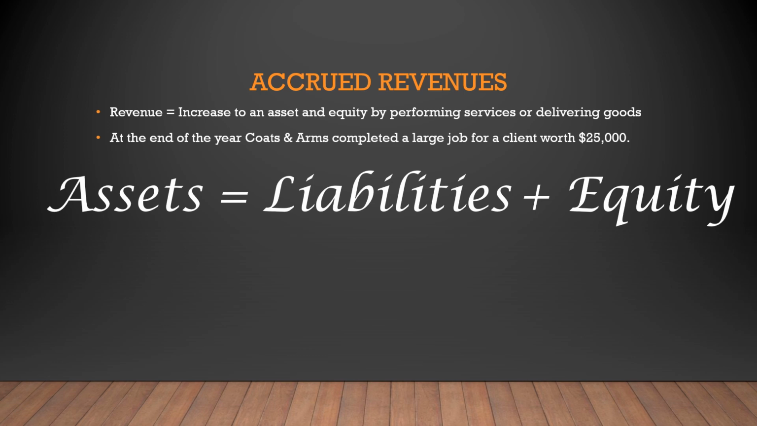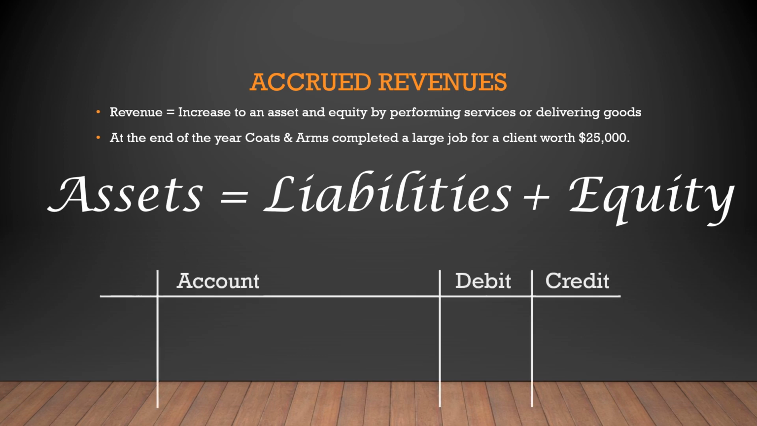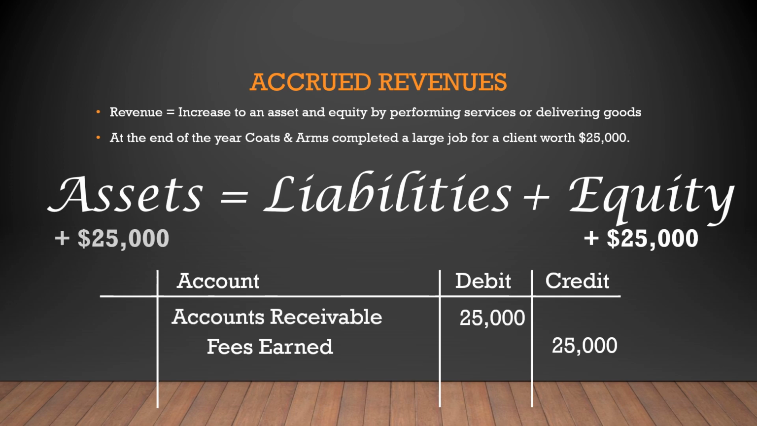Let's imagine that at year end, CNA completed a job for a client in the amount of $25,000. The completion of that job is what entitles CNA to be paid. In other words, it has officially earned the money, so that'll be a credit to revenue. However, the client hasn't paid cash just yet. The client hasn't even had the chance to, so the asset we debit is not cash. Rather, we debit accounts receivable.